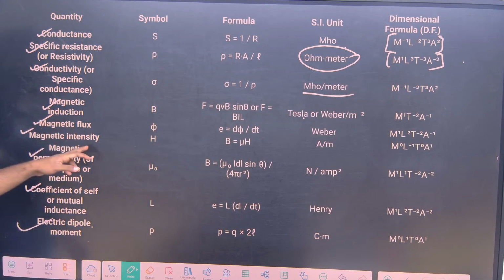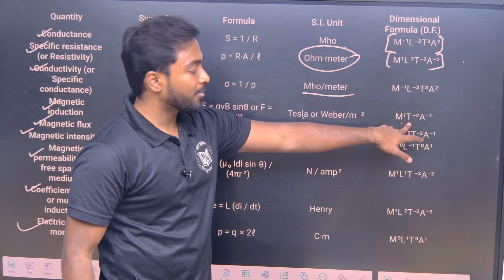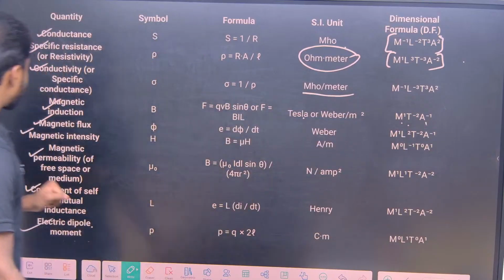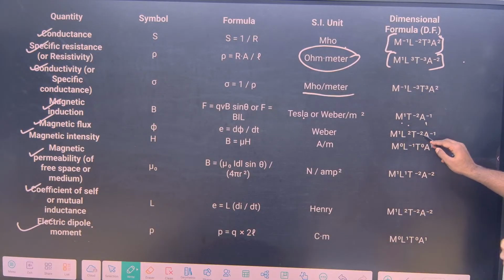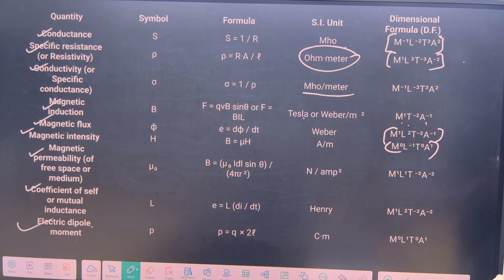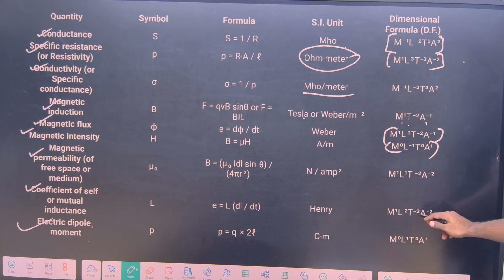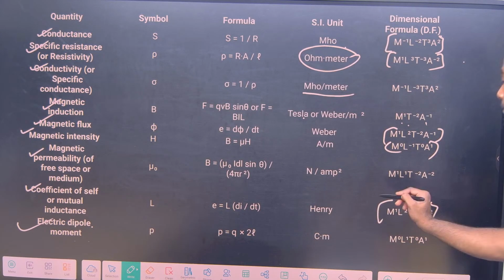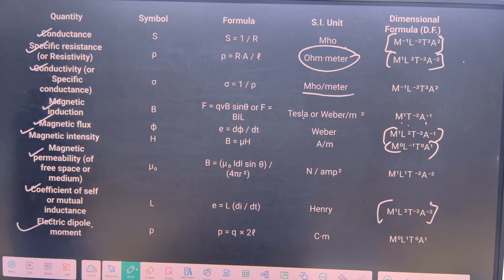Magnetic induction, Tesla or Weber per meter square: M power 1, T power minus 2 and A power minus 1. Then magnetic intensity: M power 1, L power 2, T power minus 2 and A power minus 1. Then magnetic permeability: M power 1, L power 1, T power minus 2, A power minus 2. Coefficient of self or mutual inductance: M power 1, L power 2, T power minus 2 and A power minus 2. Then electric dipole moment, the last one: M0, L1, T0 and A1.